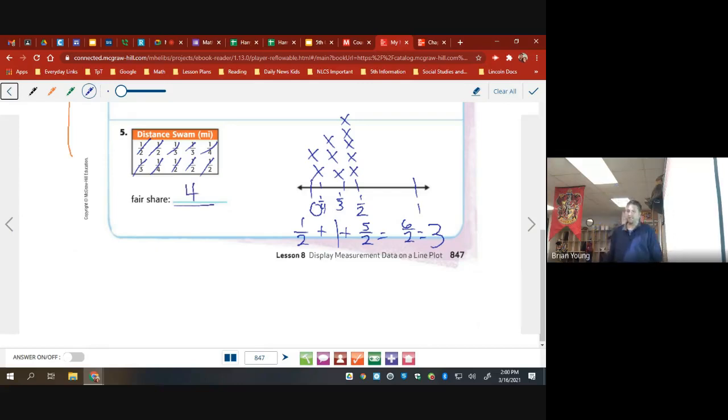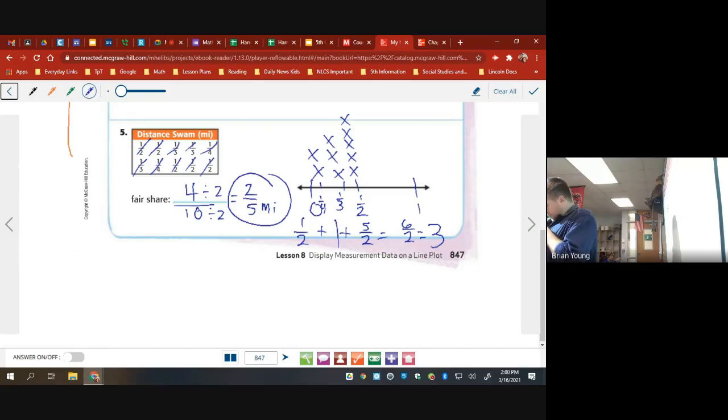So what's 3 plus the 1? But what goes underneath of this now? How many X's do we have total? 10. Can we simplify that any? Yes, divide them both by 2, and that gives us 2/5. The answer is 2/5 of a mile swam is our fair share. That's our fair share.